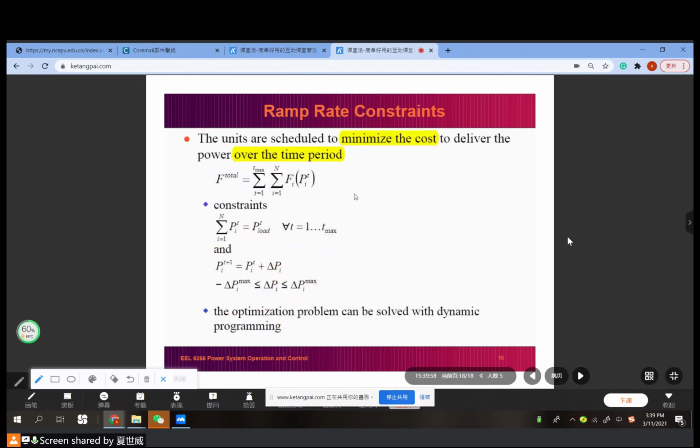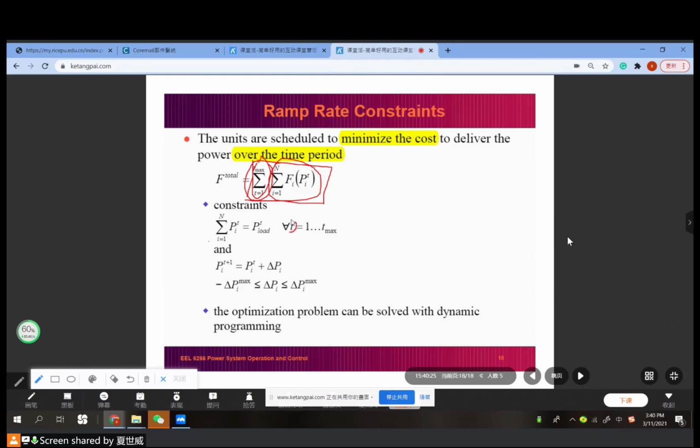So our objective is like this. We want to minimize the n total generators' fuel cost over T max time slots. So it's much more complicated than the economic dispatch. Here we add another index for T from 1 to T max.